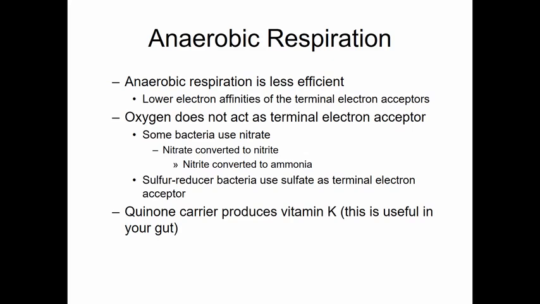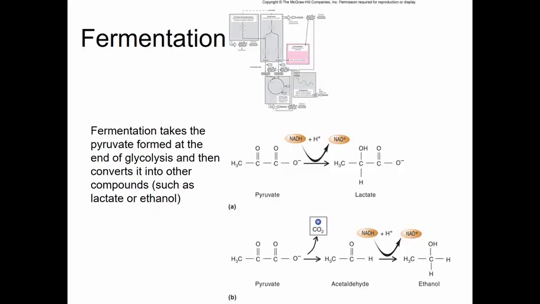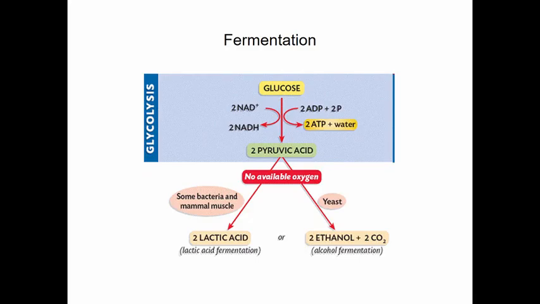For example, E. coli in your gut is doing anaerobic respiration. It actually uses a different carrier, the quinone carrier. As a result of that product, it actually produces vitamin K. E. coli is good, normal flora in your gut and is actually producing a vitamin that you absorb and use. It's giving it off as a byproduct of its respiration. It's good stuff.